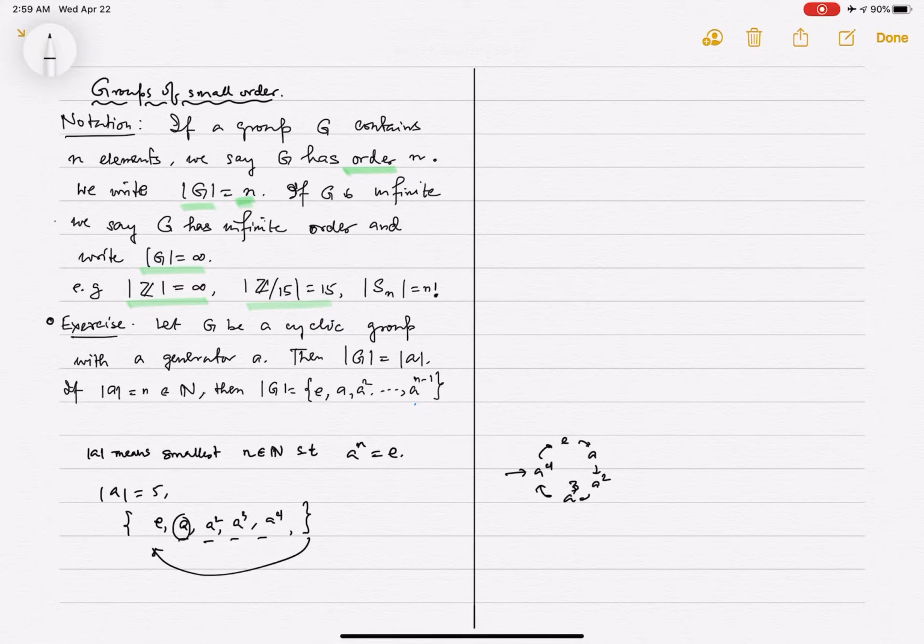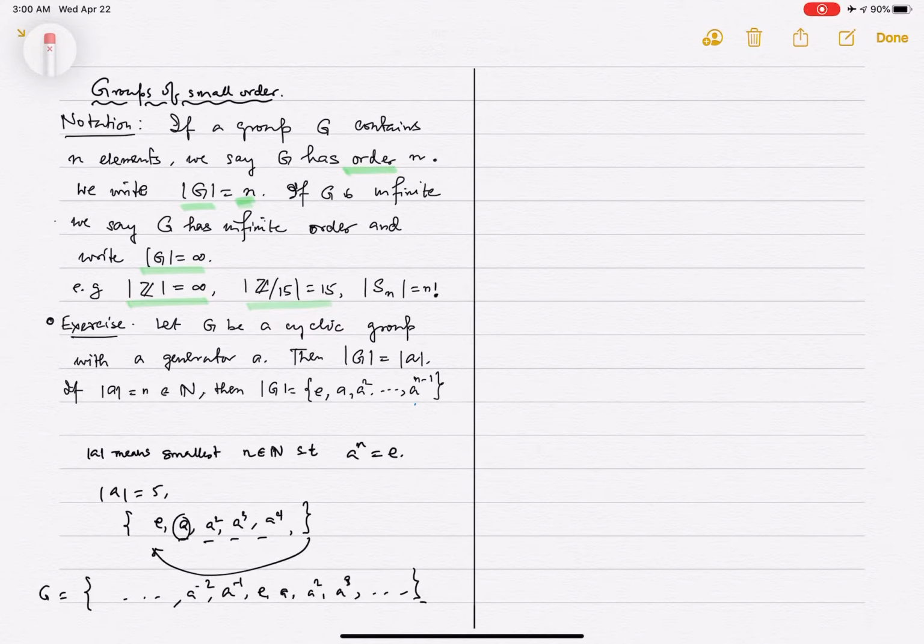And if the element A has infinite order, that means that all these things are distinct. If you keep taking power, it never comes back, and also in the other direction. So these are all distinct. And then G is also infinite, because there are infinitely many things. Okay. Maybe we should talk a little bit about groups of small order.